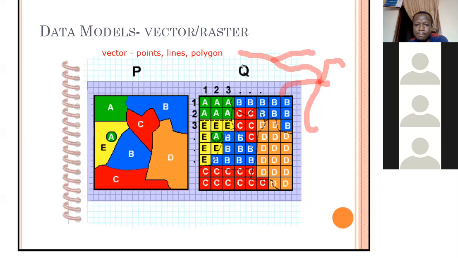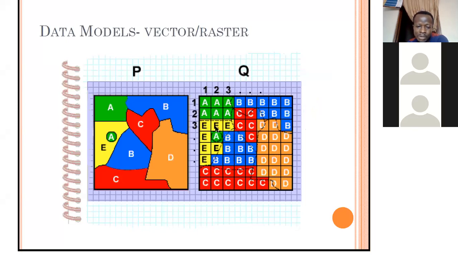I think what you have drawn is a vector model. And why? Because we can see lines and points in it. Okay, we have interconnected lines, definitely. Great, beautiful.